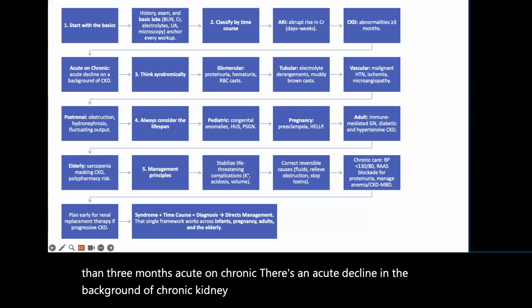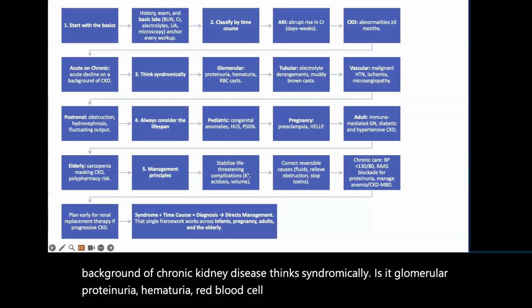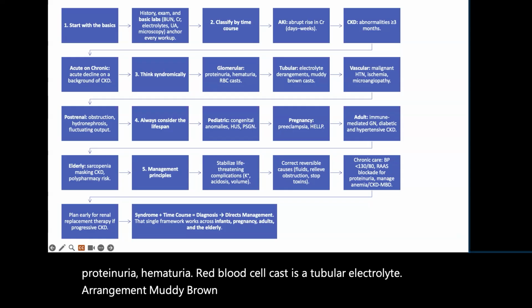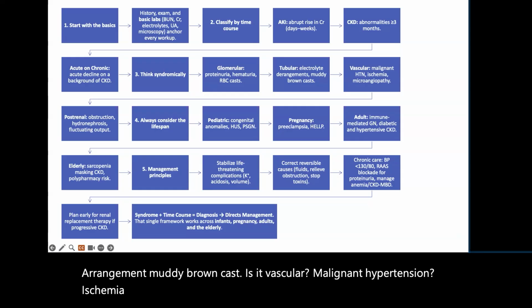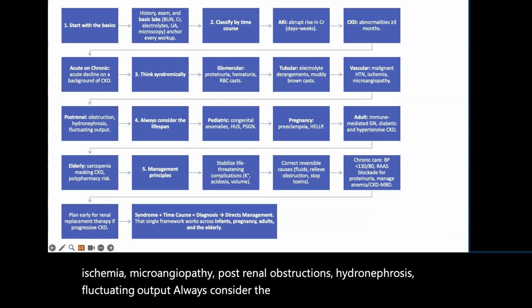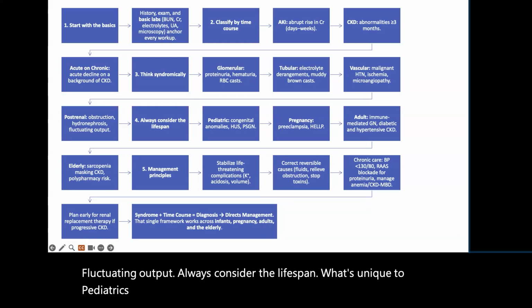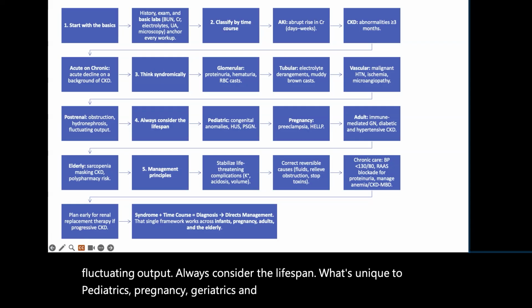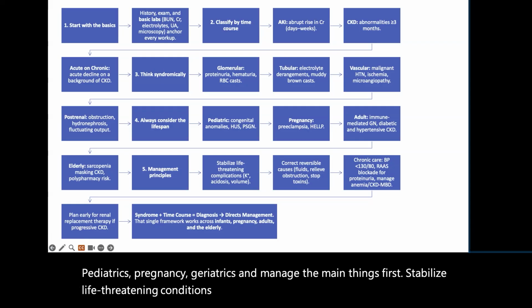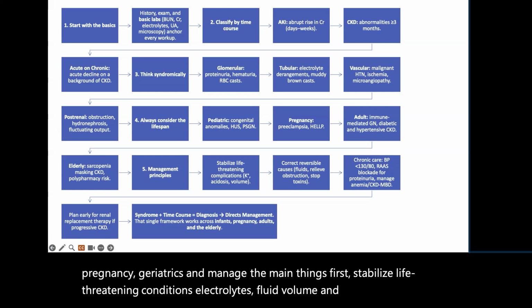Think syndromically. Is it glomerular? Proteinuria, hematuria, red blood cell cast. Is it tubular? Electrolyte derangement, muddy brown cast. Is it vascular? Malignant hypertension, ischemia, microangiopathy. Postrenal obstructions, hydronephrosis, fluctuating output. Always consider the lifespan, what's unique to pediatrics, pregnancy, geriatrics, and manage the main things first. Stabilize life-threatening conditions, electrolytes, fluid volume, and control the blood pressure.